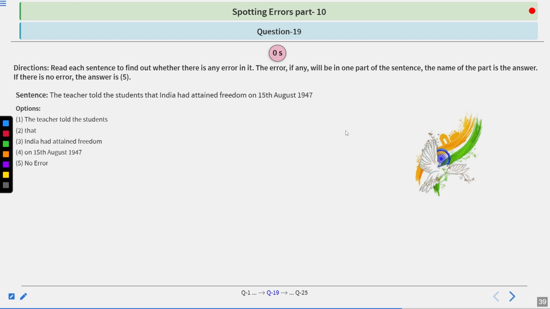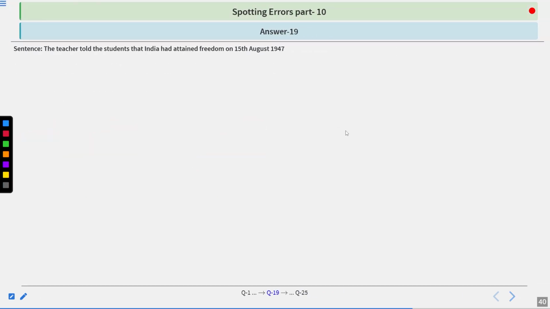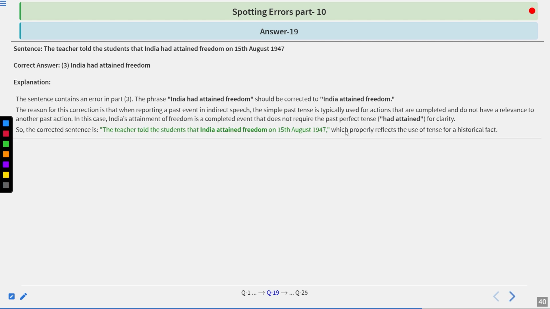I hope you have answered. Let's look at the correct answer. The correct answer is option number 3, India had attained freedom. The explanation is the sentence contains an error in part 3. The phrase India had attained freedom should be corrected to India attained freedom.